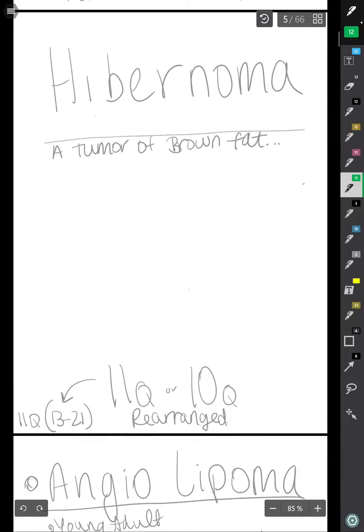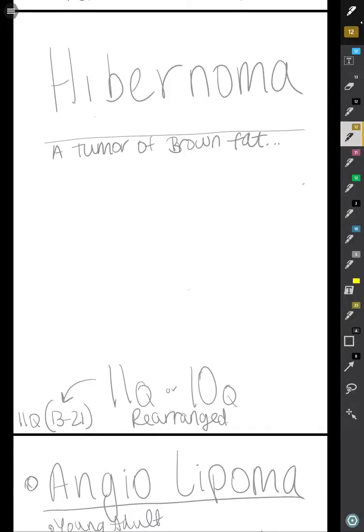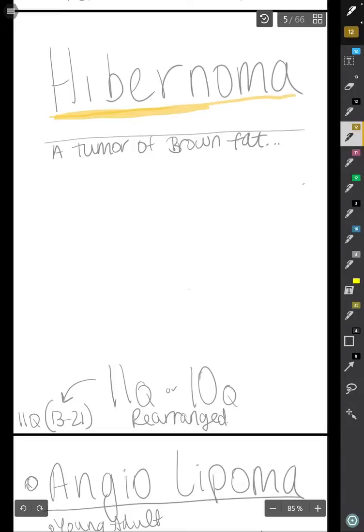Next, looking at hibernoma. This kind of stretches your imagination, but it's a tumor of brown fat, first of all. Brown fat is what's normally seen in kids because you're growing and you need all this extra energy to keep going. So in the name, there's hibernoma, and I like to say hibernate, or think of a bear that's hibernating. So I think of a brown bear. He's hibernating. So here is the bear.